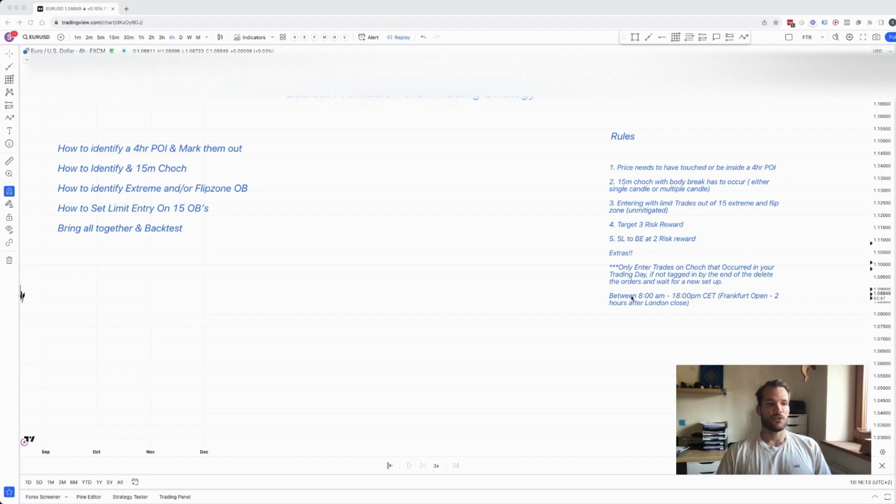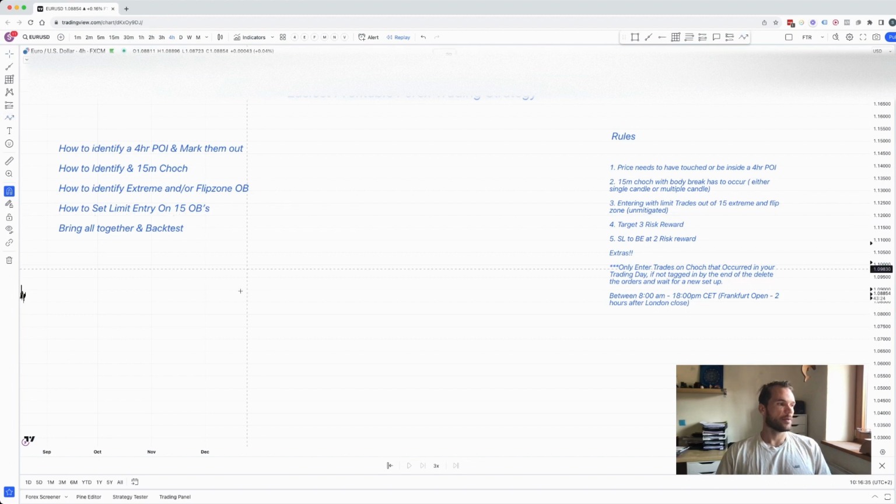And also the time: it's pretty much from Frankfurt open, which is an hour before London session, all the way up until maybe 2 hours after London closes, into New York session, just before volume drops off a lot at night time, and when it opens up. So just to give you an idea, these are the trading zones. I will show you that as well. However, I'm going to show you pretty much the basics of the strategy.